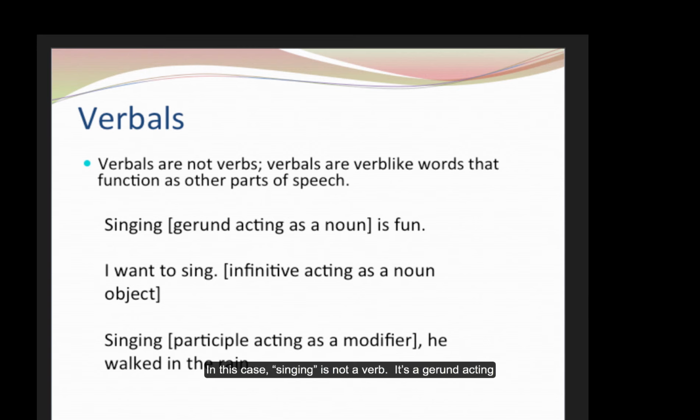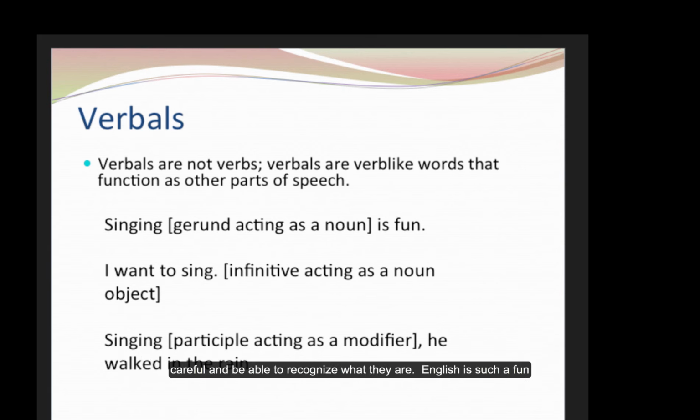In this case, singing is not a verb. It's a gerund acting as a noun. Singing is fun. Now, if you say he is singing, singing becomes a verb. So it's basically a dual purpose word. It can go as a verb, it can be a noun. Very versatile. Gerunds and infinitives act as nouns all the time as we're talking. They can be nouns, they can be verbs.